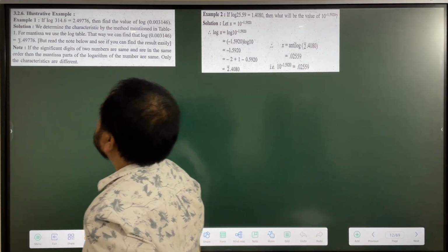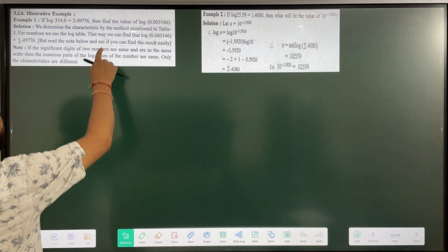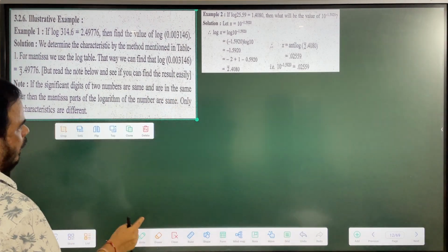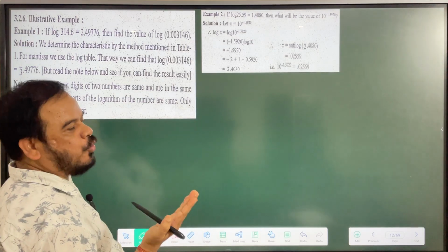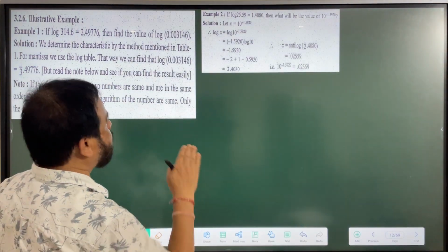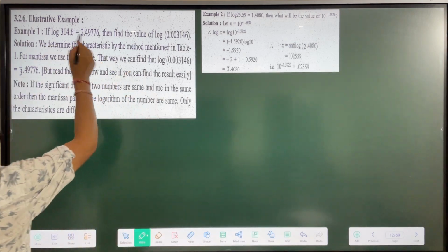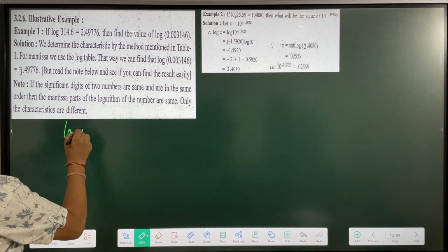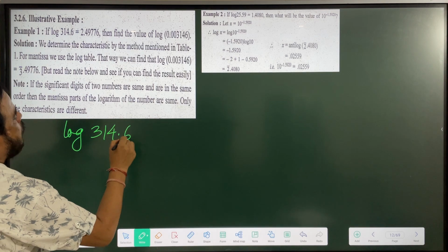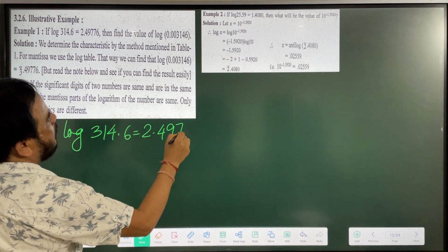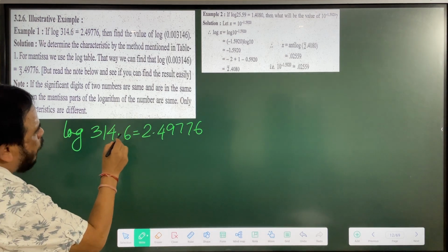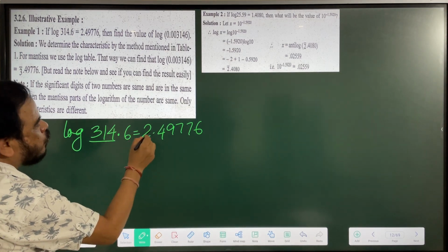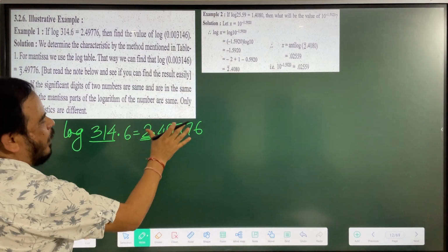Okay, there is one more example for bar. This one you will have to understand now. If it is a positive characteristic, we don't have any problem. If it is a negative characteristic, meaning bar, then what will we do? Here is an example: find the value of something, where log 314.6 is equal to 2.49776. There are 3 digits before the decimal, so the characteristic is 2. This is the value of that log.